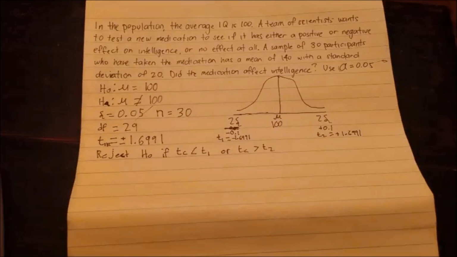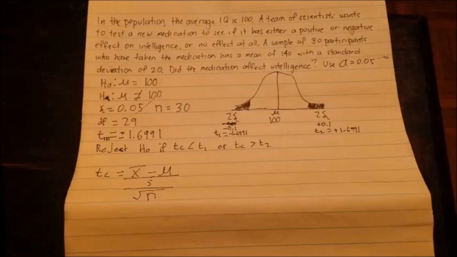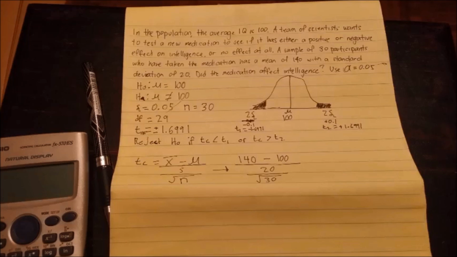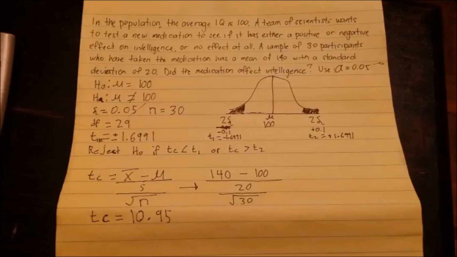So now we can set our decision rule, which is to reject H sub 0, or the null hypothesis, if Tc is less than T1 or if Tc is more than T2. We are now going to solve for Tc. Tc is equal to the sample mean minus the population mean over the standard deviation all over the square root of the sample size, which will be 140 minus 100 over 20 over the square root of 30, which is equal to 10.95.